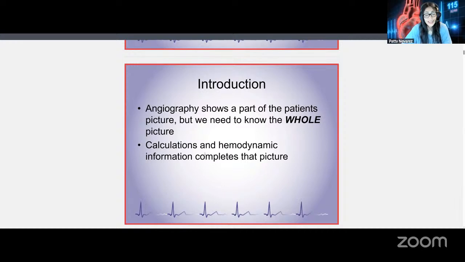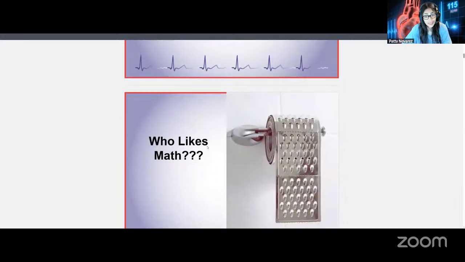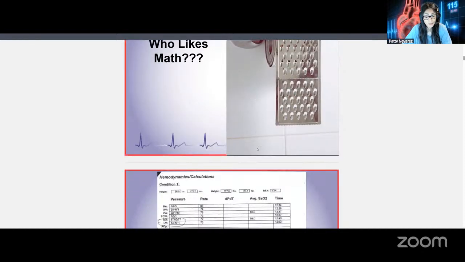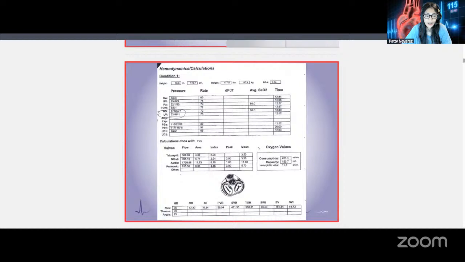However, it comes with a little math. Who likes math? I like math, so hopefully it's not too bad. And I know some of you are already familiar with these concepts, but let's go and work on this again.